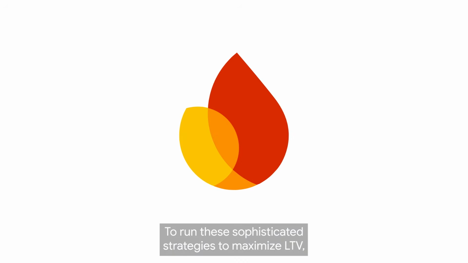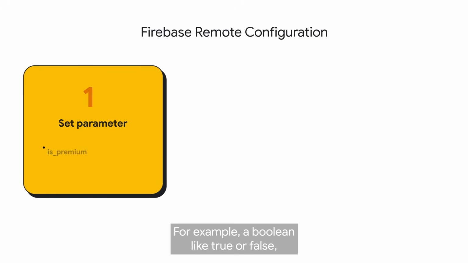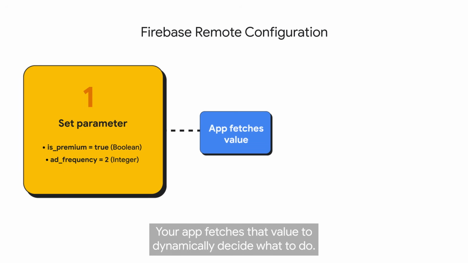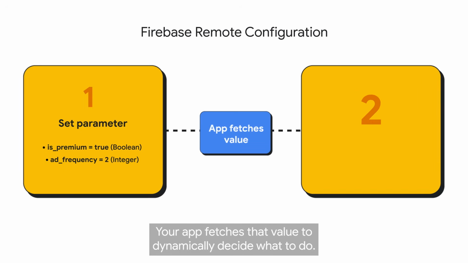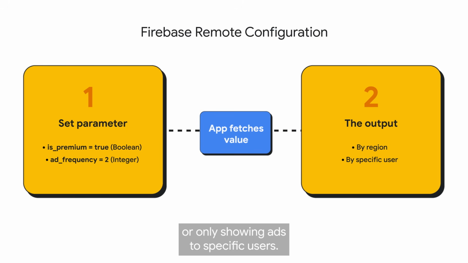To run these sophisticated strategies to maximize LTV, you need Firebase remote configuration. This tool allows you to change the behavior of your app without requiring users to download an app update. It acts as a remote control for your app's code. You simply create a parameter, for example, a boolean like true or false, or an integer like 2 in the Firebase console. Your app fetches that value to dynamically decide what to do, like showing a different experience by region or only showing ads to specific users.